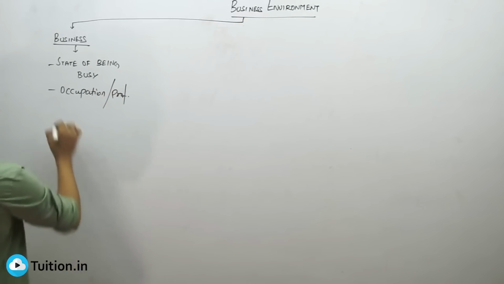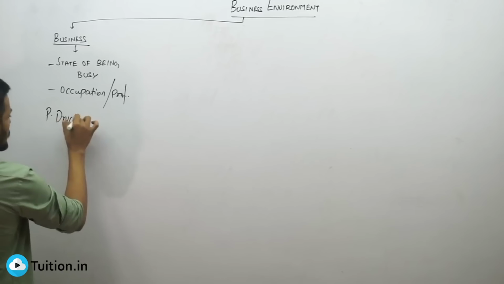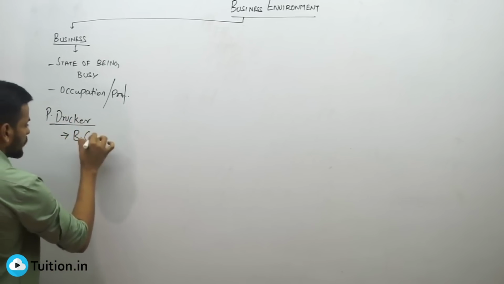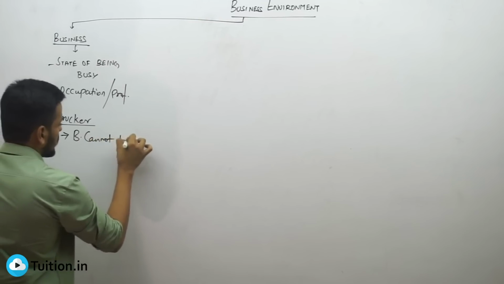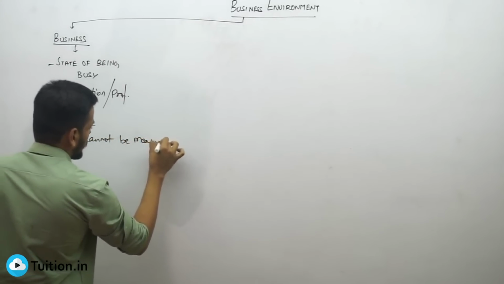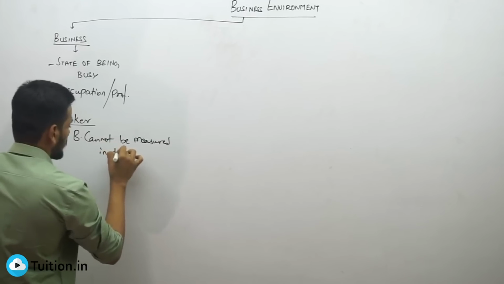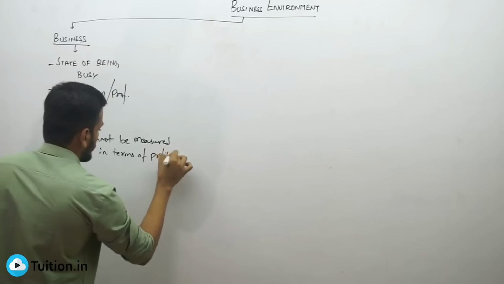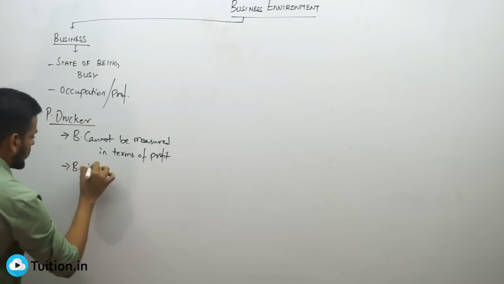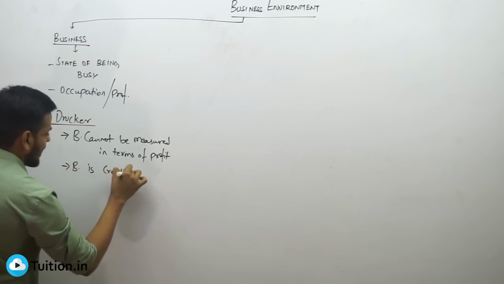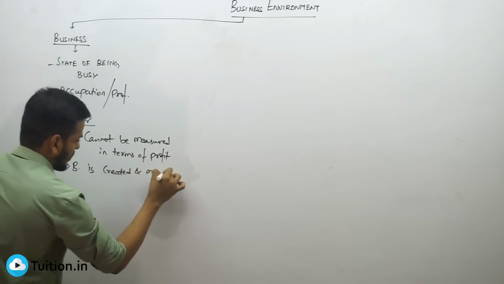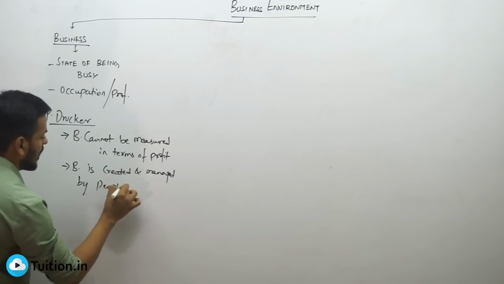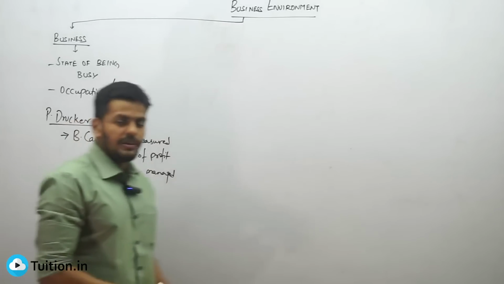Then Peter Drucker's 2 conclusions about business are very important at this point, right? Business cannot be measured in terms of profit. Business can never be explained in terms of profit. At the same time, business is created and managed by people. These are the 2 conclusions that Peter Drucker put forth.